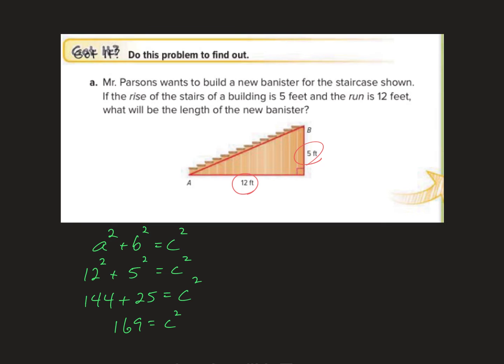And then to get my final value, I've got c squared equals 169. I have to take the square root of 169 to get c. And when I do that, I get the value 13. So c is equal to 13. And yes, that does sound reasonable.